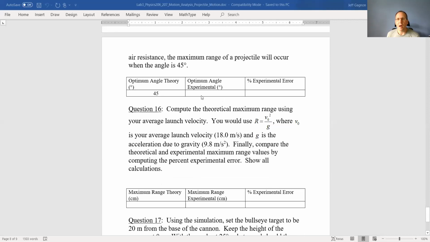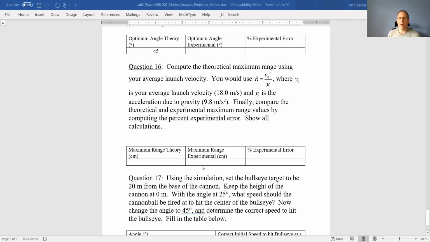You want to find your optimal angle experimental, and then compare that to, theoretically, the optimal angle should be 45 degrees. So compare it by computing a percent experimental error. And then you want to record your maximum range experimental. Actually, this should be meters here. It's a maximum range experimental. And then the maximum range theory, you can compute.